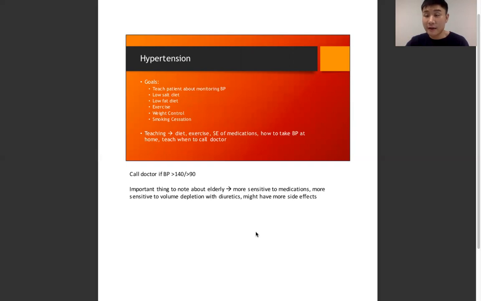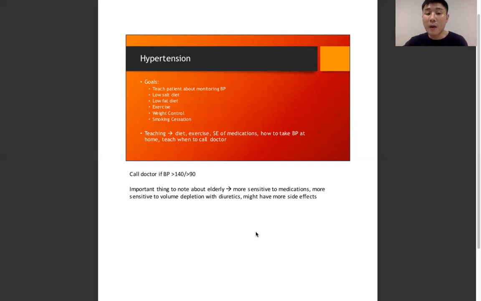Then a low fat diet. Why? Because earlier I mentioned atherosclerosis. This is accumulated fat that can clot the blood vessel, and if the blood vessel is clotted, it can narrow the passage where the blood flows and therefore increases the blood pressure as well. Then these patients have to continuously exercise and manage their weight.